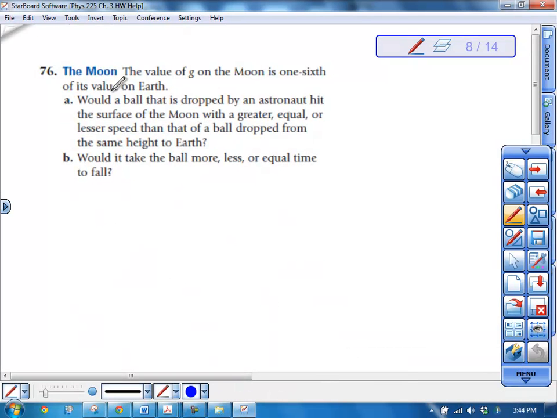Okay. Next question, let's talk about the moon. Gravity on the moon is about 1/6 the value of the Earth. So the question: would a ball that's dropped on the moon be greater, equal, or lesser speed than a ball dropped at the same height on Earth? Obviously it'd be less. If acceleration is less, then it's going to gain less velocity per increment of time. So it's going to take more time for the ball to hit the ground because it's accelerating slower.